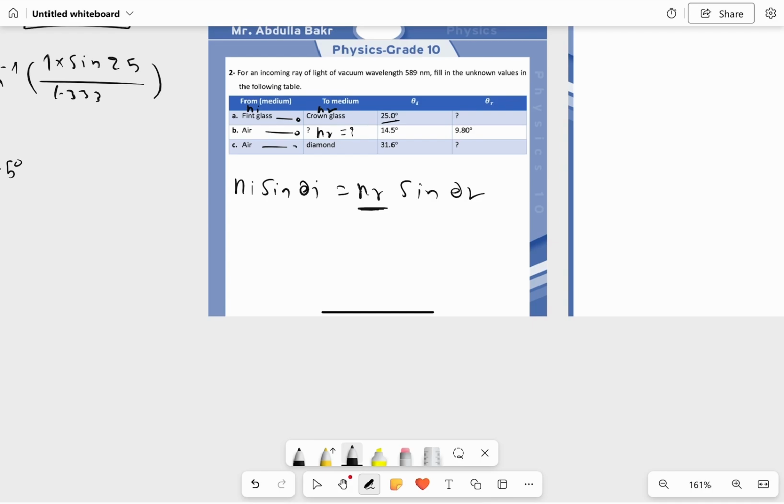Air, the index of refraction of air is equal to 1, times sine theta is equal to what? Here, 14.5 is equal to what? NR, we don't have it. Multiply by sine theta, which is equal to 9.8.